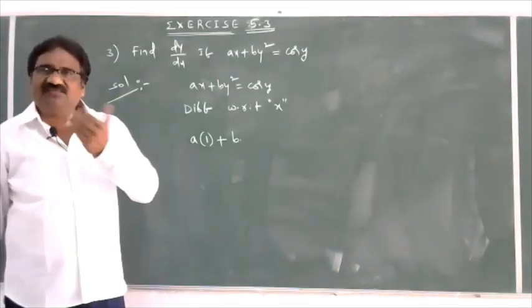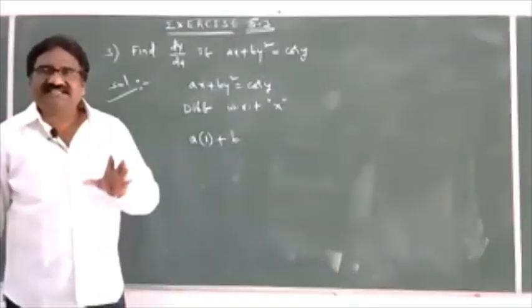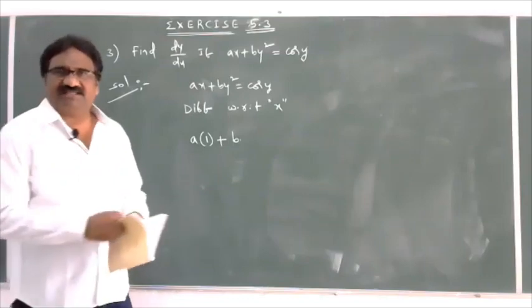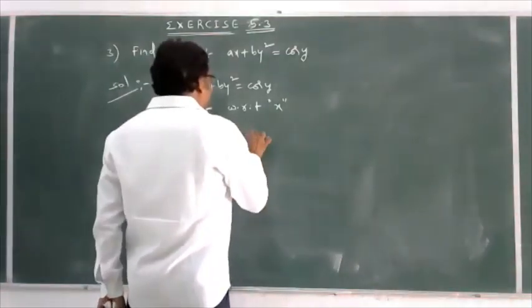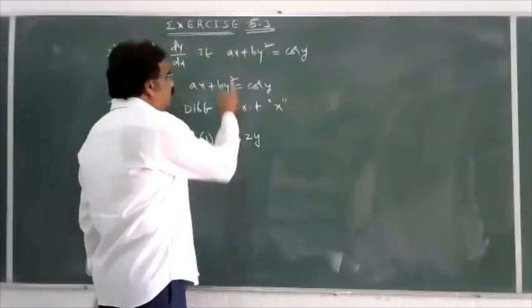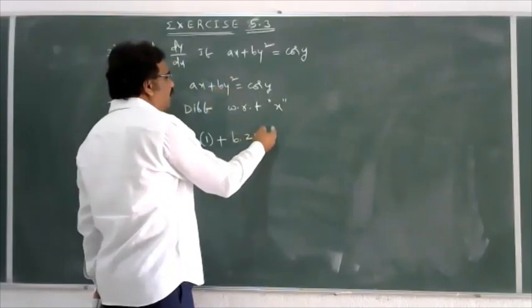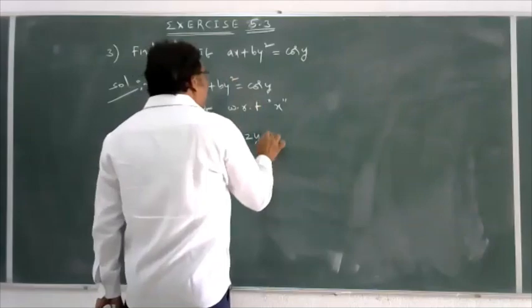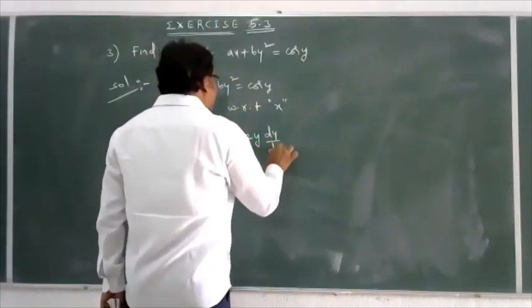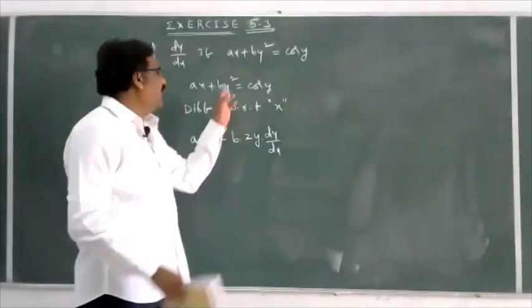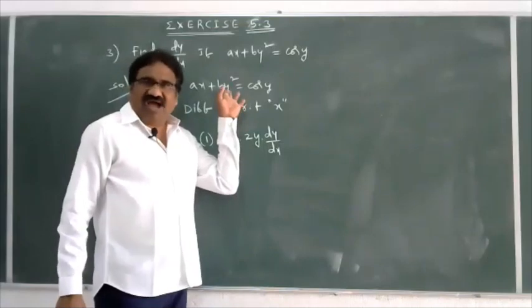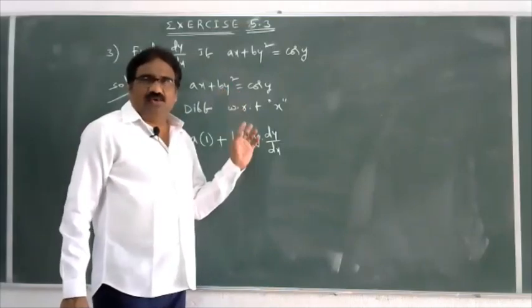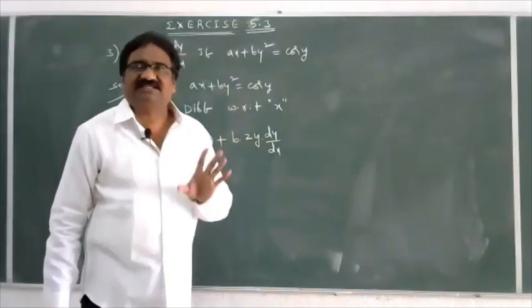This is in the form of x power n. What is x power n derivative? n into x power n minus 1. Y square derivative is 2y, 2 into n into y power 2 minus 1. 2 minus 1 is 1, that is 2y into y derivative dy by dx. Here using the chain rule, this is not in x, this is y. Here doing the derivative with respect to x.